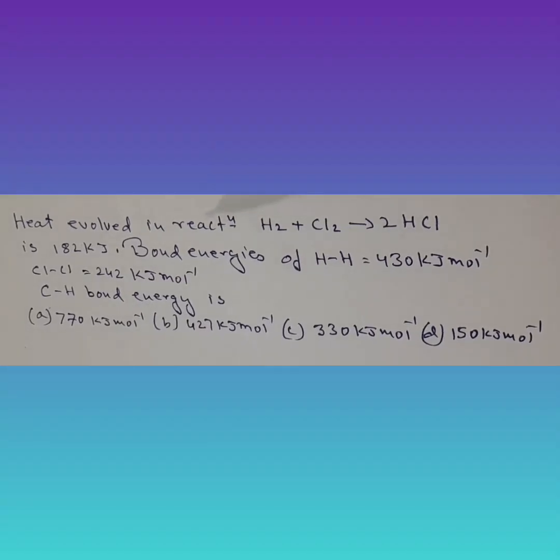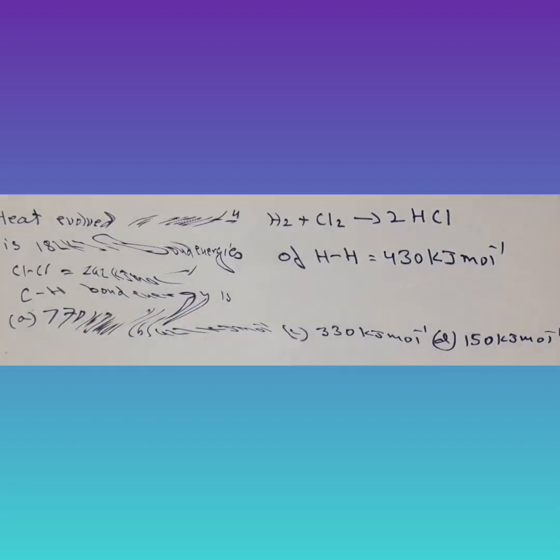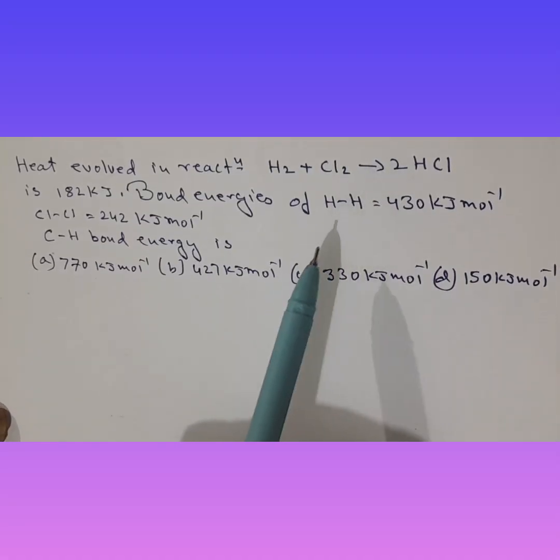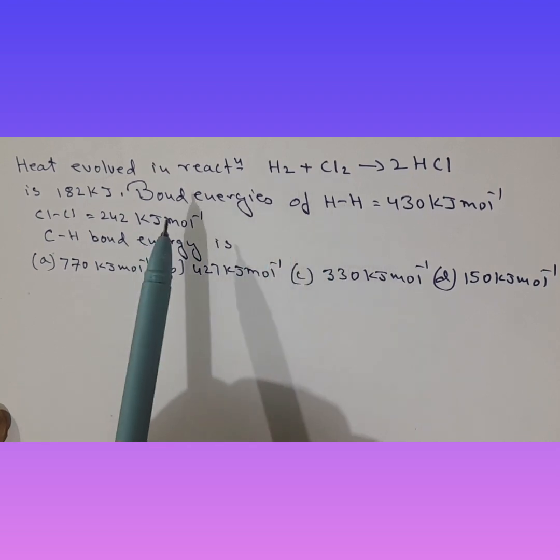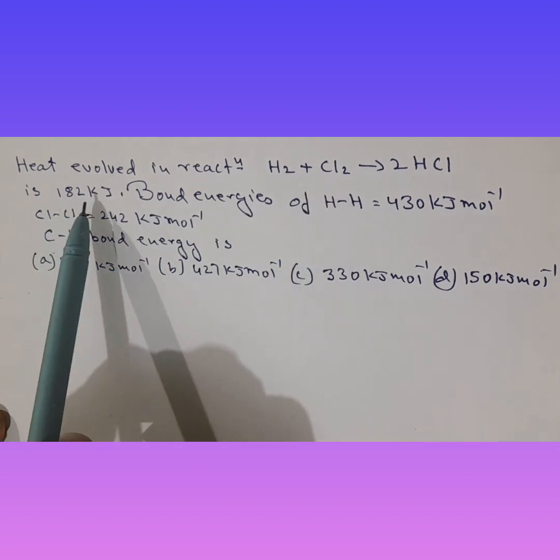Okay guys, let's check out this sum. Heat evolved in the reaction H2 plus Cl2 giving you 2HCl is 182 kilojoule. The bond energy of H-H is 430 kilojoule per mole, Cl-Cl is equal to 242 kilojoule per mole, and the H-Cl bond energy is to be found; these are the options. How do we do it? First of all, we have to understand that heat evolved in the reaction is 182 kilojoule.